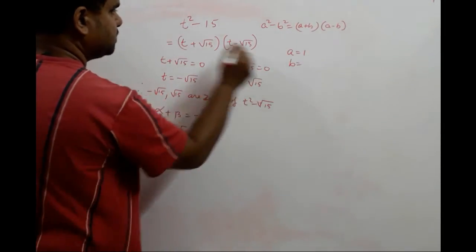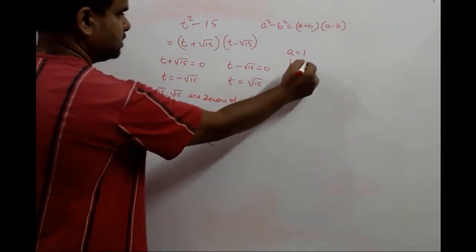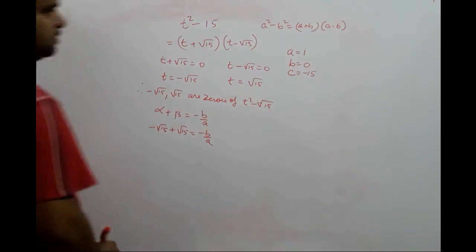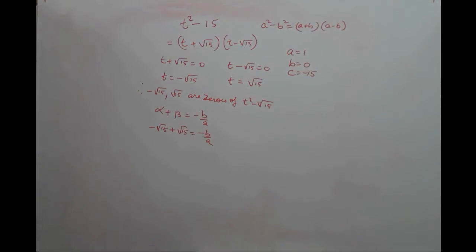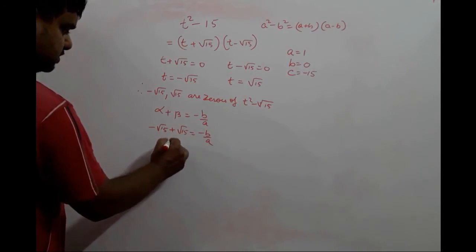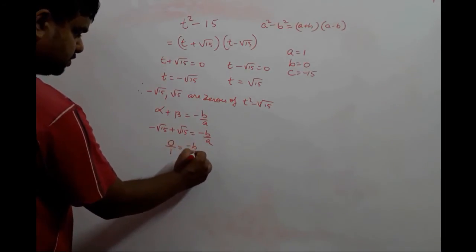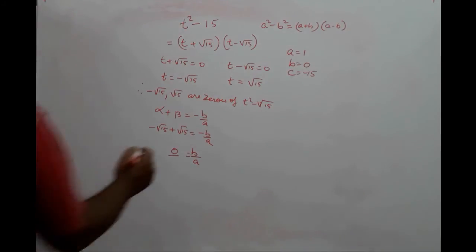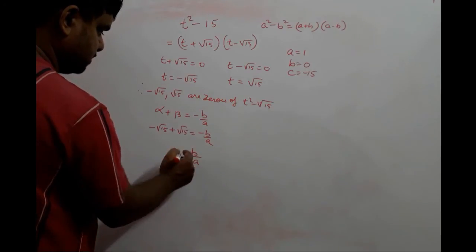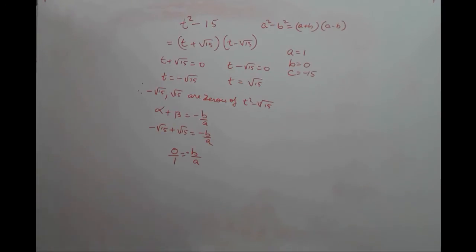What is b? Is there b? There is no b over here because there is no single t, hence b is 0, and the constant over here is minus 15. Okay, so c is minus 15. So in this case, minus root 15 plus root 15 will give us 0. So this can be written as 0 upon 1, which is also 0, minus b upon a. A is 1, we know, and b is 0. The negative sign does not matter.